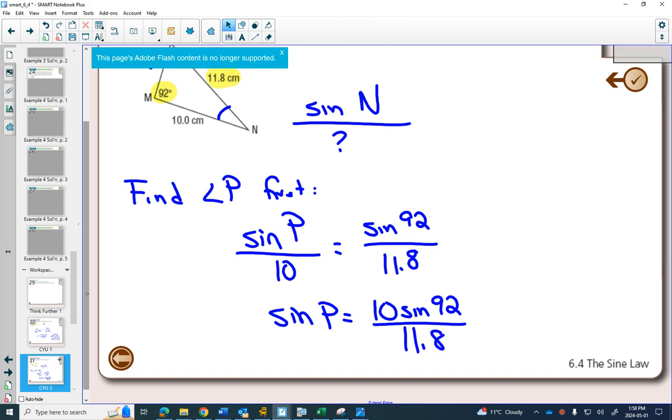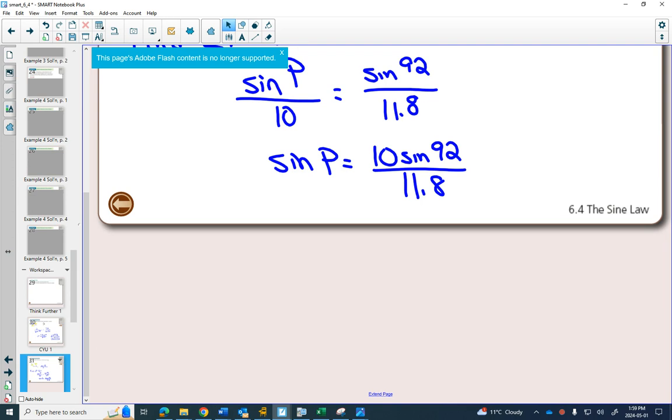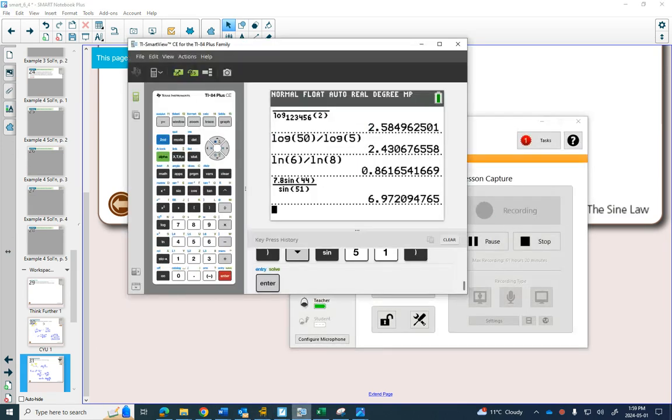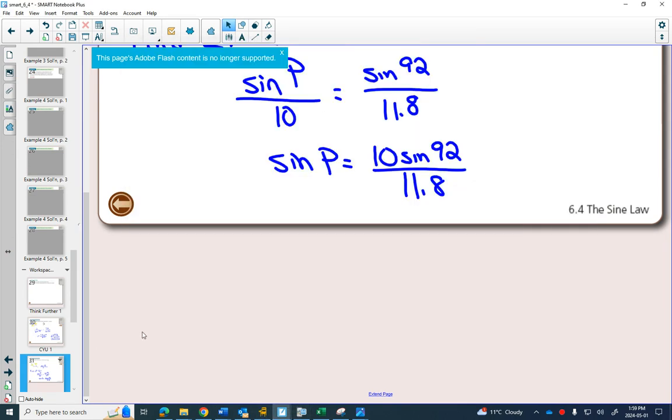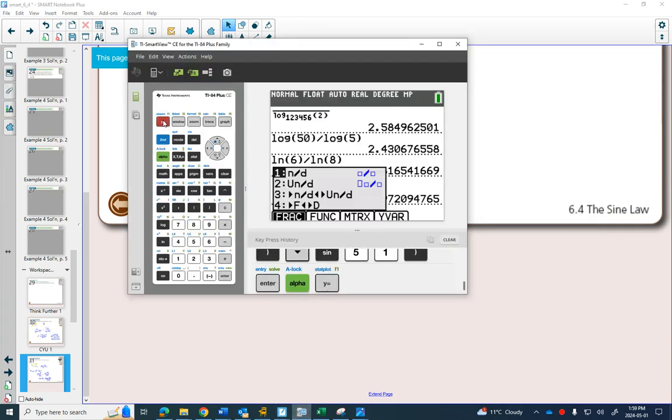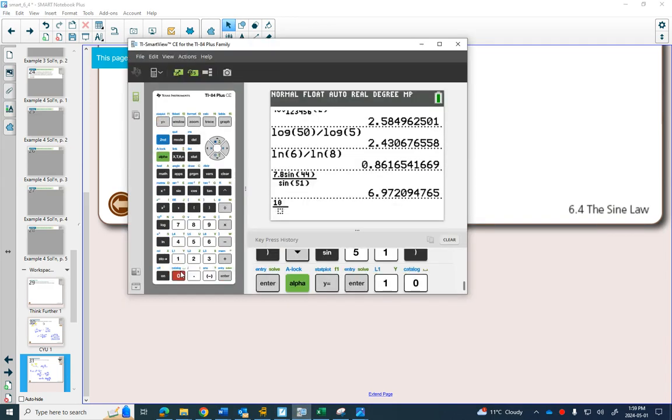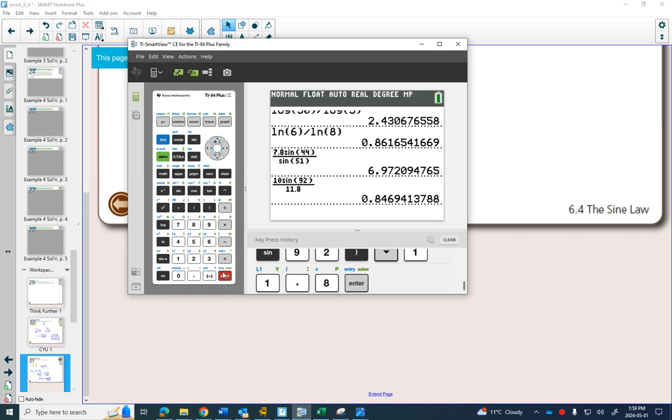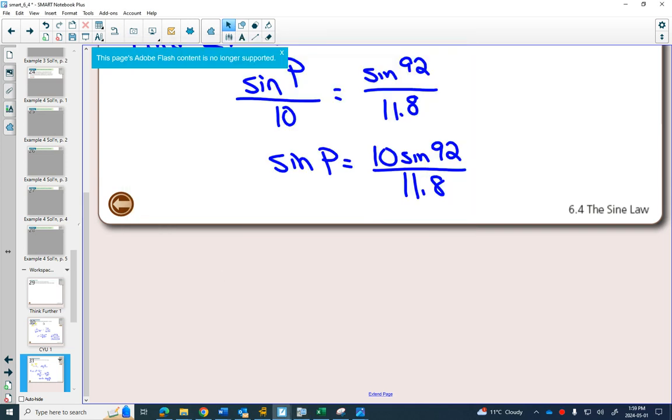Okay, this is exciting. I'm sorry. Very exciting math happening here. Now, we want to find sine of P. So I'm going to go to my calculator and type that in just to see what it looks like as a decimal. 10 sine of 92 divided by 11.8. I'm just going to write a few decimal places down, 0.8469, dot, dot, dot.